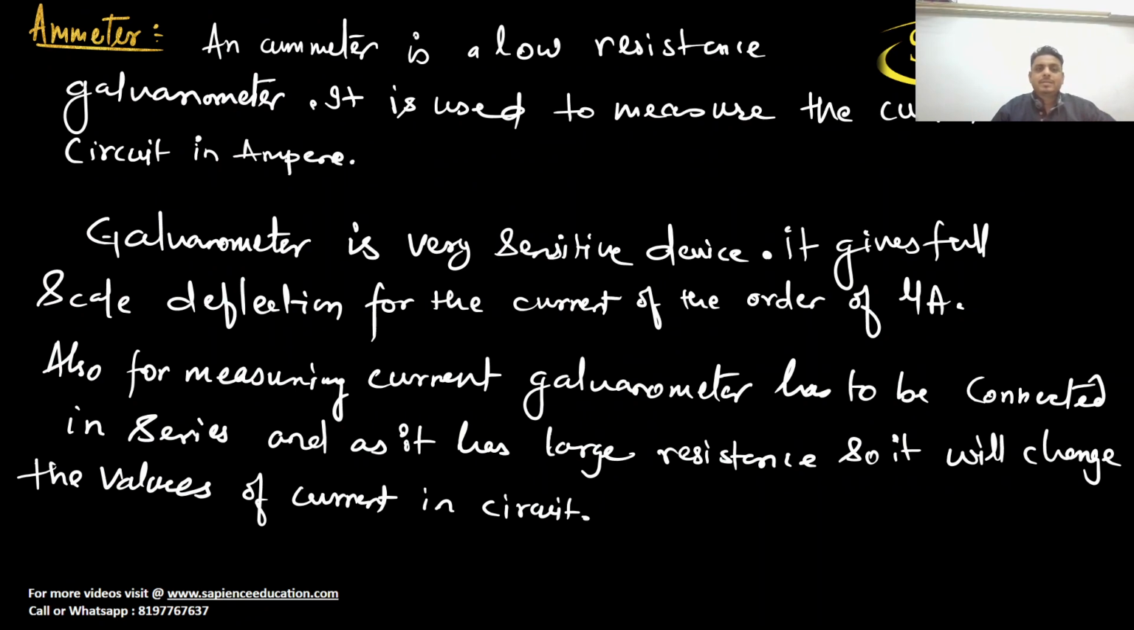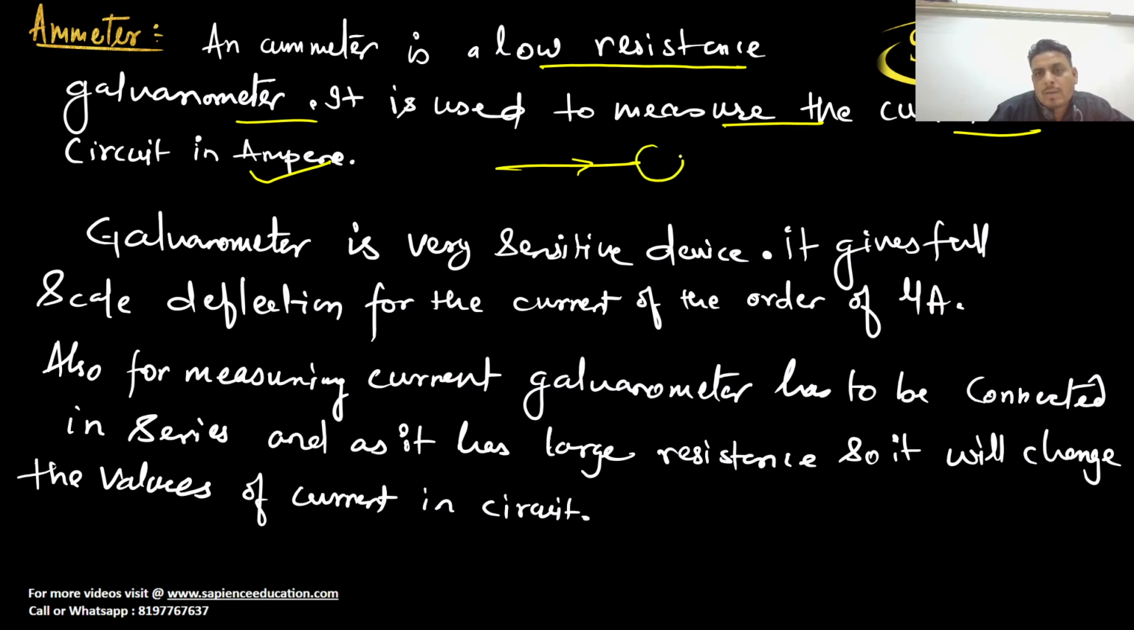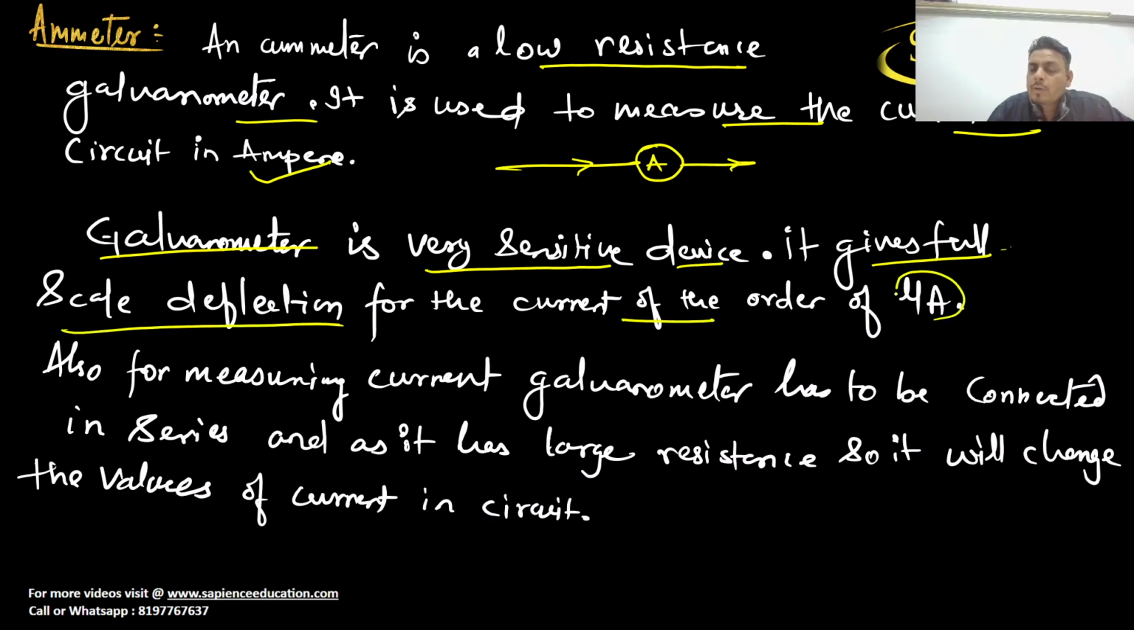Now, what is an ammeter? See, an ammeter is a current measuring device. An ammeter is a low resistance galvanometer. It is used to measure the current in the circuit. Let us suppose the current is passing through it and I want to find the current, so I will connect the ammeter. Now, a galvanometer is a very sensitive device. It gives a full scale deflection for current in the order of microamperes. So what happens if you put 1 ampere, 2 ampere, 10 ampere? It won't work because it is very sensitive and it has only a low range.